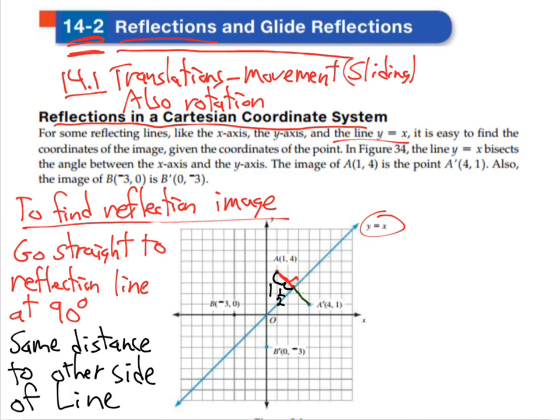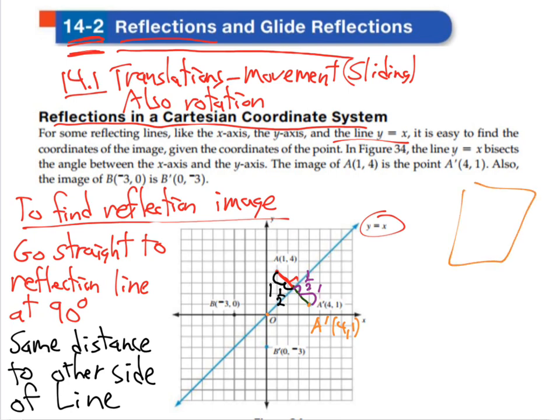Let me draw those a little better. Right there, that's a half and then 1. And so there it is. There's the point, and that's the coordinate. That's called A prime, and that's at (4, 1). Over 4, up 1 from the origin. So you see how we locate that point? You move straight at the reflection line, 90 degrees, and you go the same distance to the other side. That's how mirror reflections work, right?